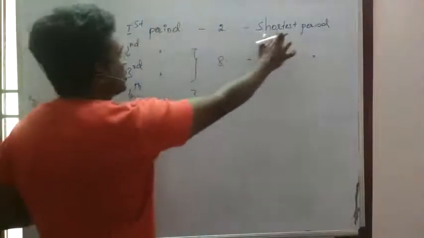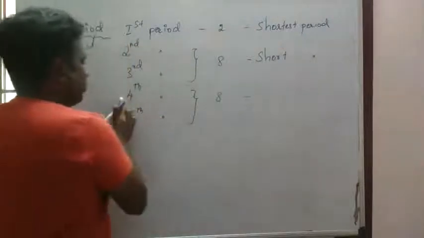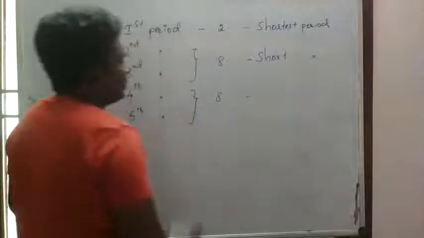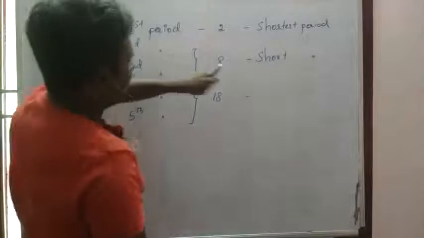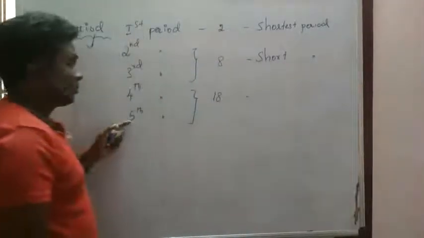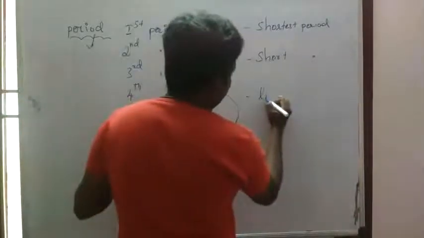The first period is called the shortest period. The second and third are called short periods. Fourth and fifth, how many elements actually? 18 elements. The second and third have 8 elements, so they are called short periods. The fourth and fifth have 18 elements, so they are called long periods.